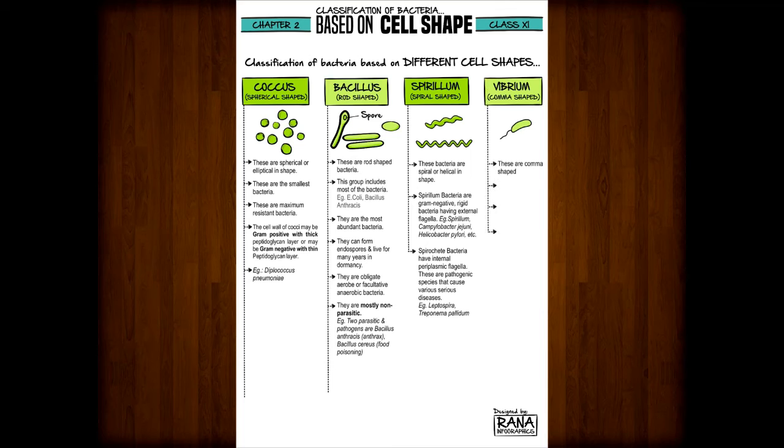Lastly, we have the Vibrio. These are comma-shaped. These are mostly gram-negative bacteria. These cause foodborne diseases. For example, Vibrio cholerae.